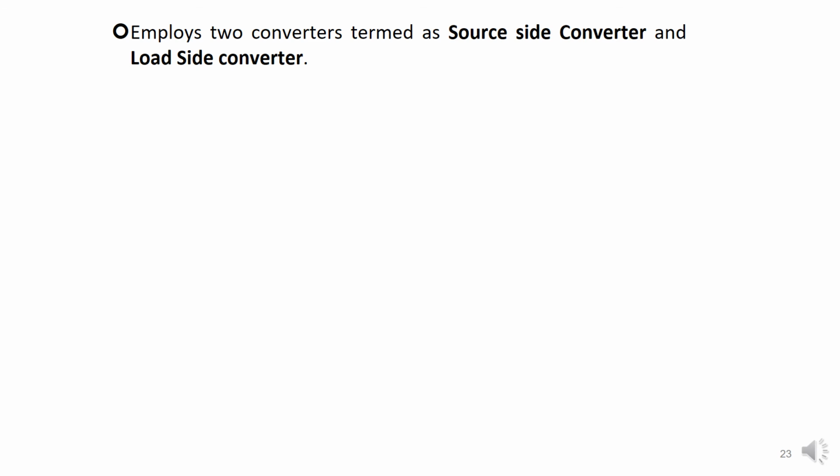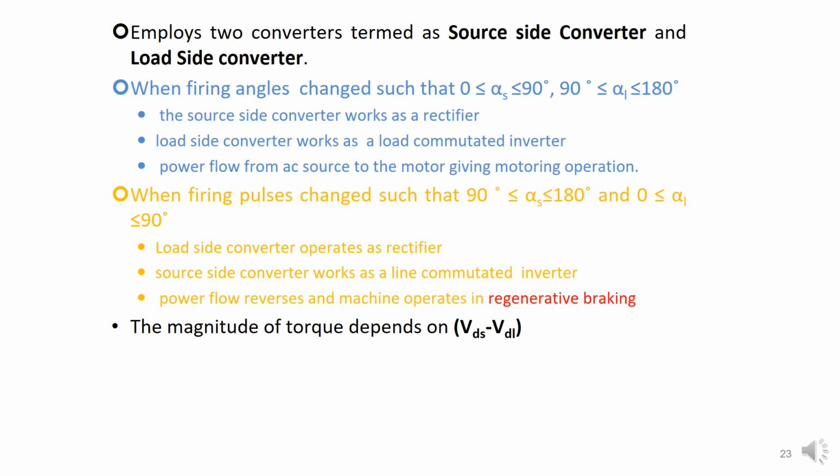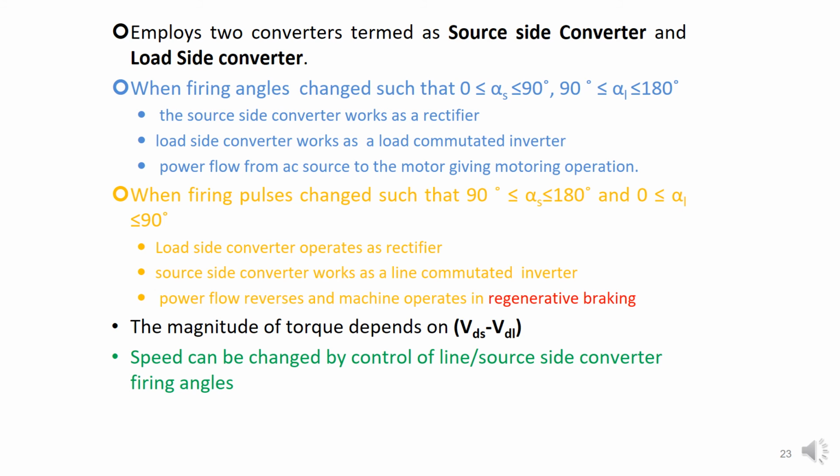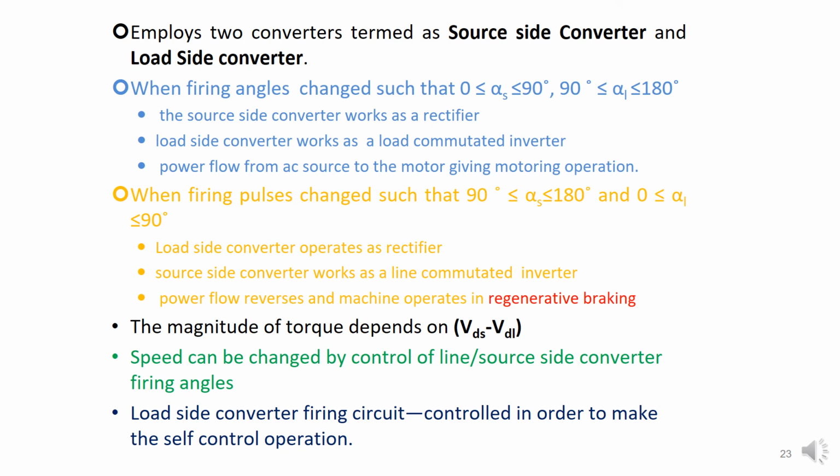This slide shows the explanation of the previous block diagram. Here we can see the magnitude of torque depends upon VDS minus VDL. VDS is the voltage across the source side converter, and VDL is the voltage across the load side converter. The speed can be changed by control of the line side or source side converter firing angles. In order to make the self-control operation of the circuit, we can control the firing angles of the load side converter. Thank you.